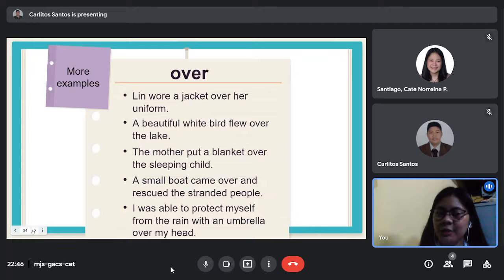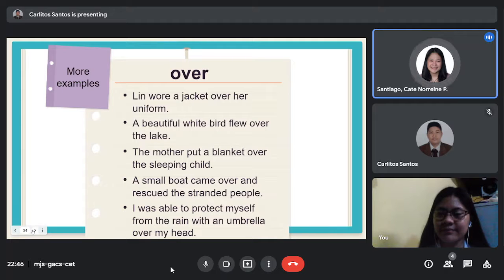Miss Kate, will you please read the sample sentences for over? Lynn wore a jacket over her uniform. A beautiful white bird flew over the lake. The mother put a blanket over the sleeping child. A small boat came over and rescued stranded people. I was able to protect myself from the rain with an umbrella over my head.